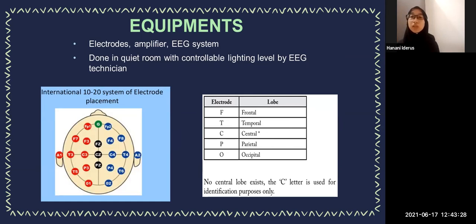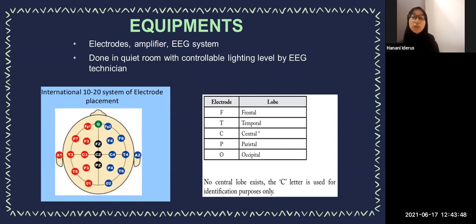And then this procedure, ideally, must be done in a quiet room with a controllable lighting level. Why a controllable lighting level? Because as I mentioned before, in some patients we want to induce the seizure, right? So we need the help of the lighting to do so.